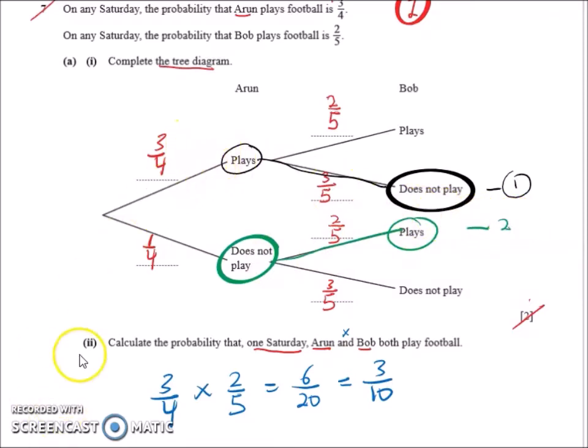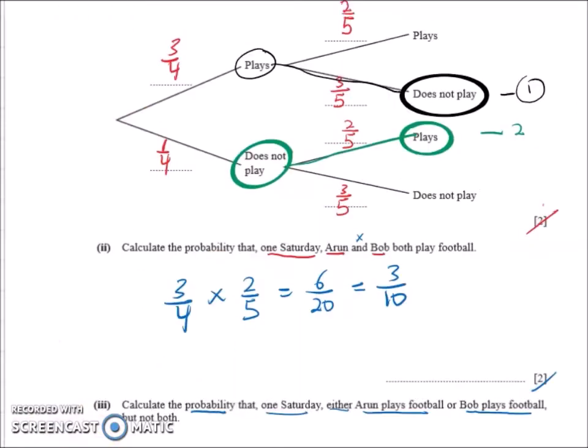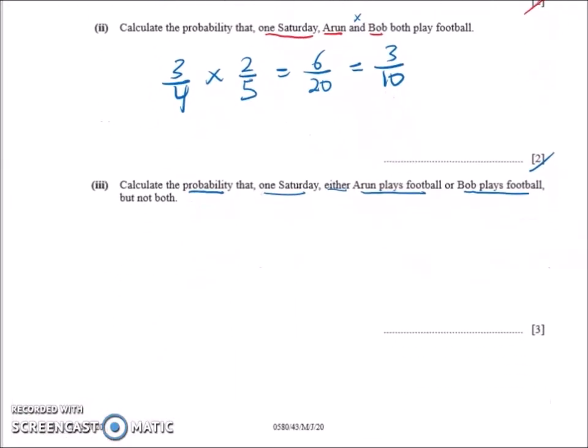Okay, let us go to the question here. So here in this diagram will be Arun and here's Bob. He plays, he doesn't play. This is the probability we got, like 3 over 4 multiplied by 3 over 5. This is the first one, guys. So you'll be getting there 9 over 20.